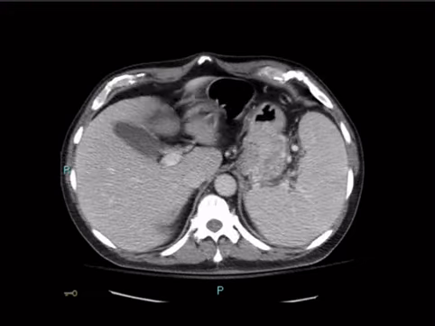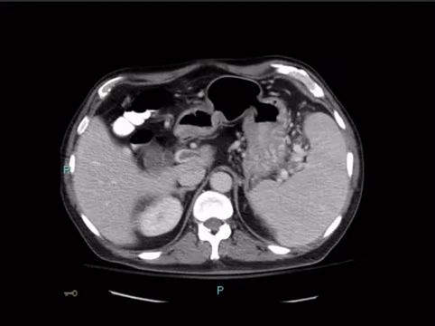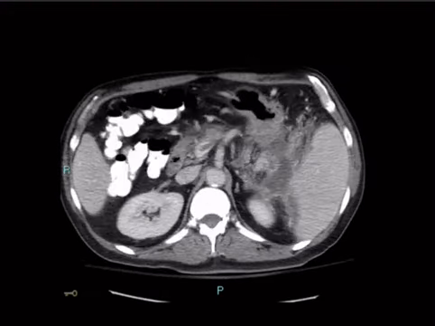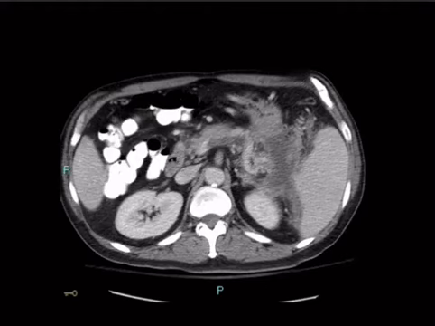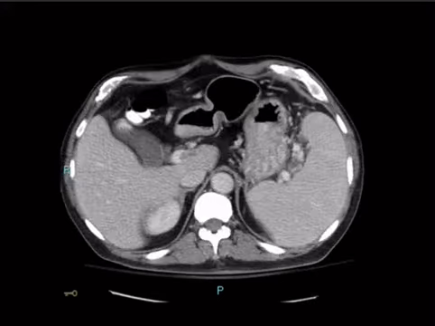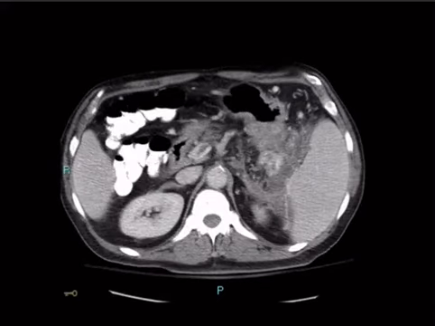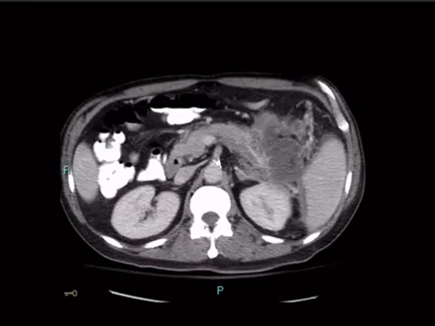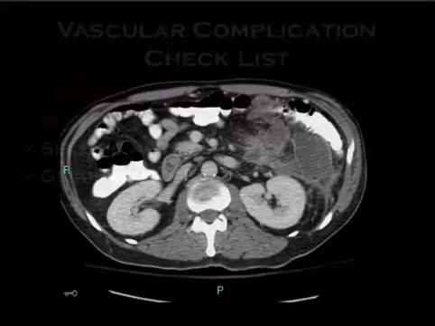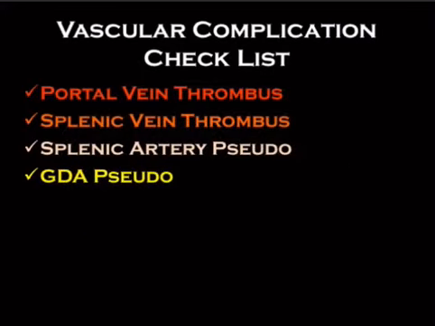So let's go. Portal vein thrombus. In the setting of pancreatitis, if you're seeing a case, remember I was pointing out what we can see, and I always mention the vessels. Look at those vessels as a consequence. All right? So there you go. There's my checklist for vascular stuff.